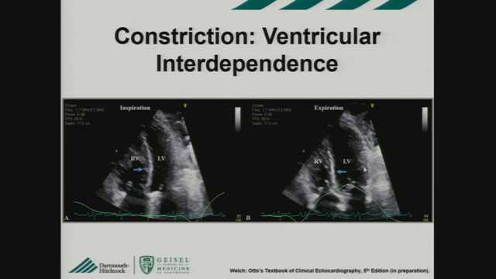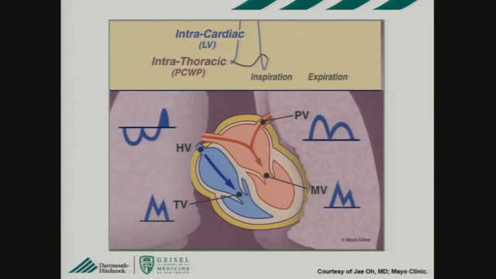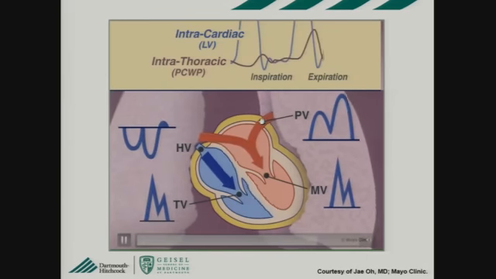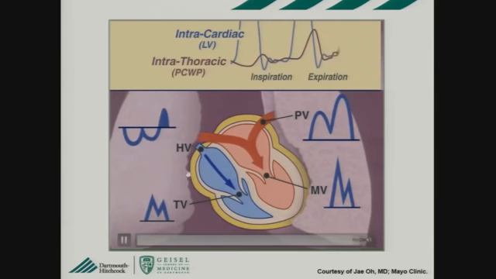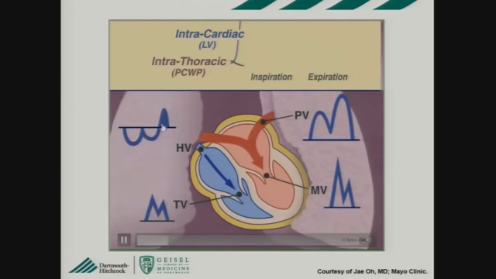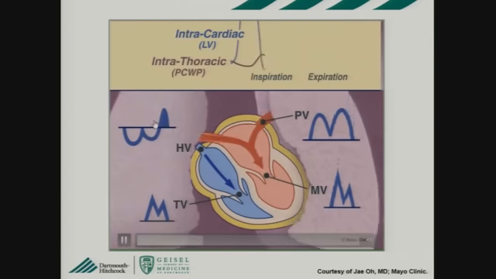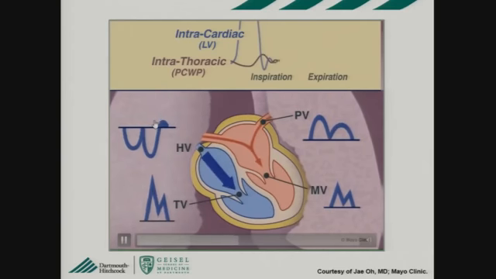This is a video designed by Dr. Rowe at the Mayo Clinic to help us understand this. So here we're in inspiration. We decrease our left-sided filling and increase our right-sided filling. Now we're exhaling, we're increasing our left-sided filling, decreasing our right-sided filling, and the hepatic vein, which is a spy on the right heart, actually reverses its flow in diastole in expiration.